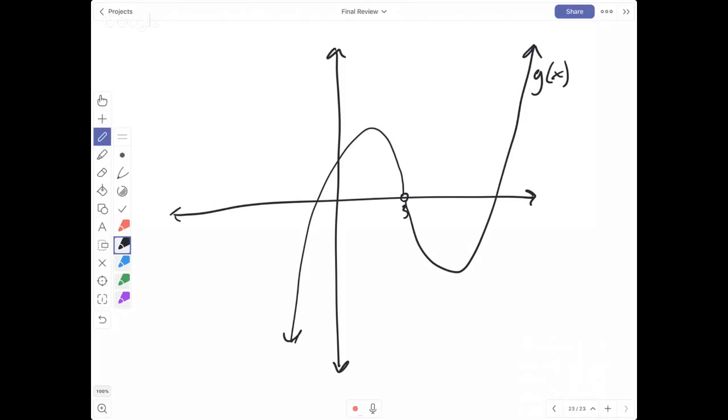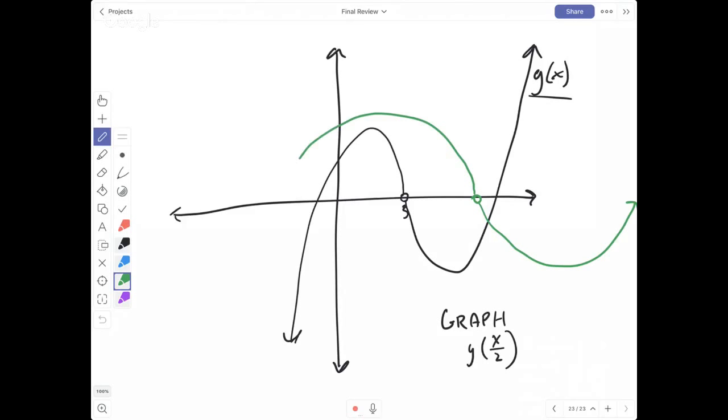And I said, now graph g of x over 2. This would change, right? Now, in green, this would go, here's 6, right? And this would come out and go that way. And this would come out and go that way, right? Oh, that was terribly bad, but I think hopefully you get the idea.